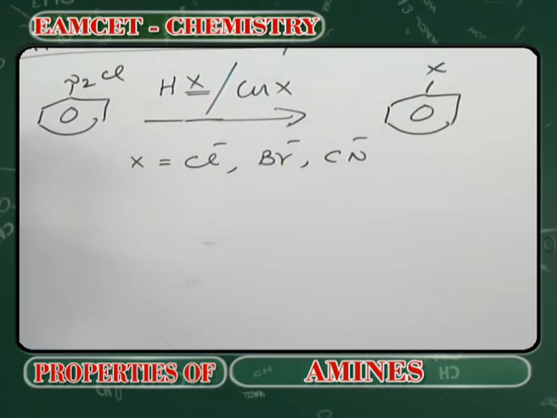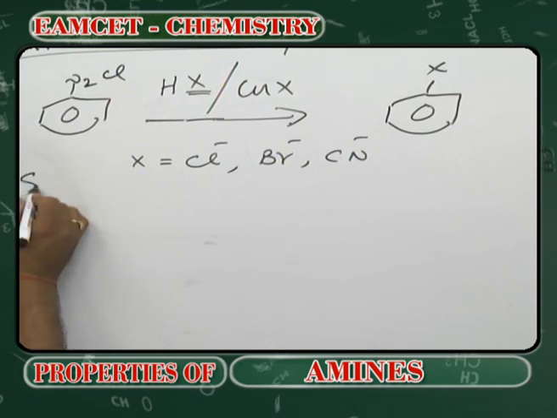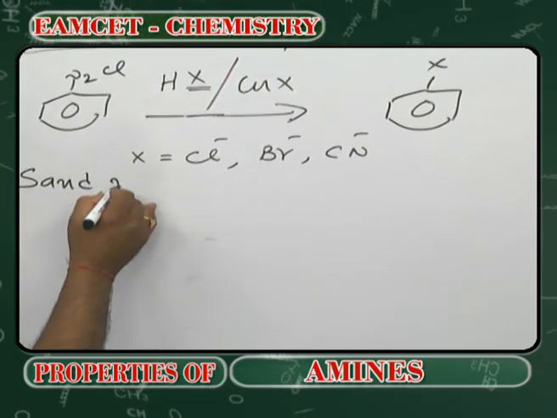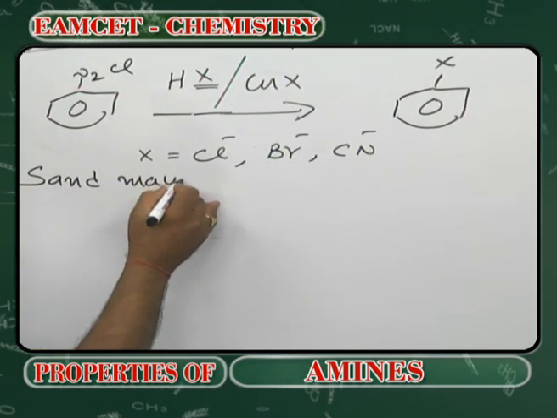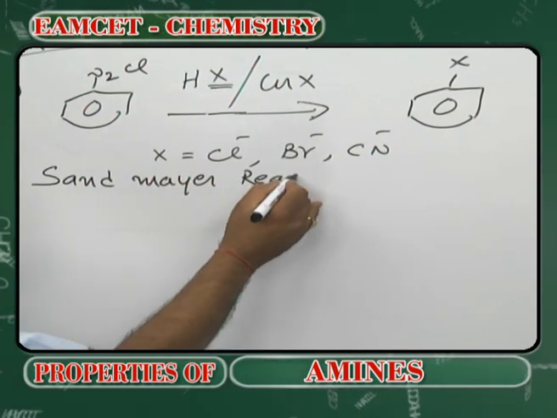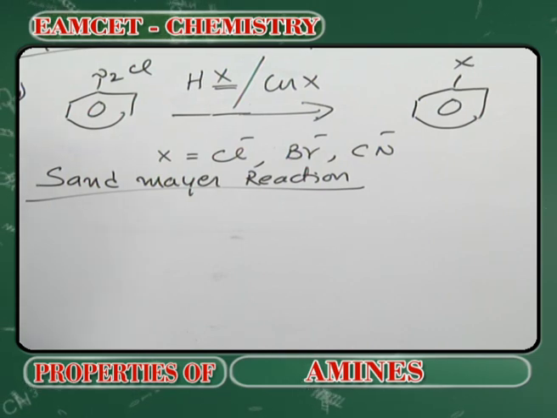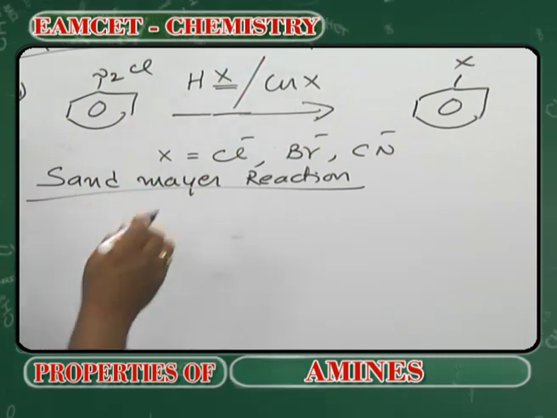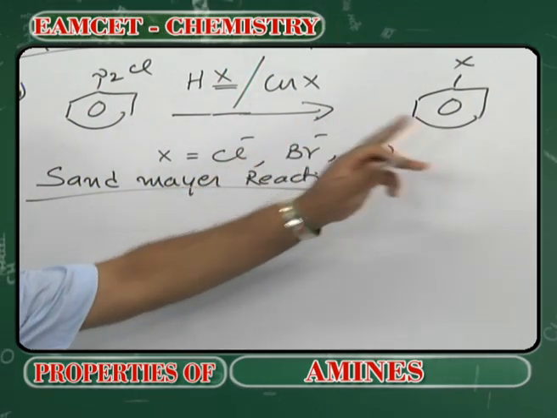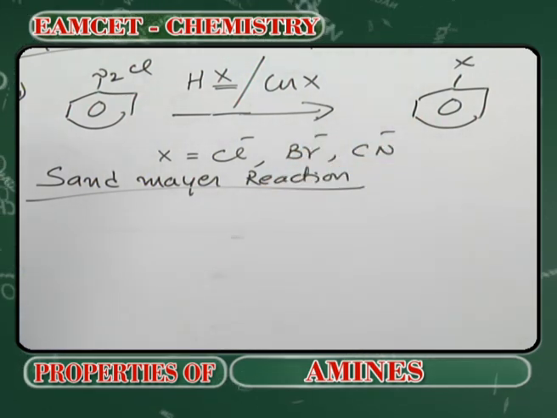containing benzene. This is a well known reaction called what? Sandmeyer reaction. A name reaction. So what is Sandmeyer reaction? It is nothing but a preparation of an X substituted benzene from the benzene diazonium. What is X? X can be chloro. So chlorobenzene comes, bromobenzene comes, cyanobenzene comes, right?